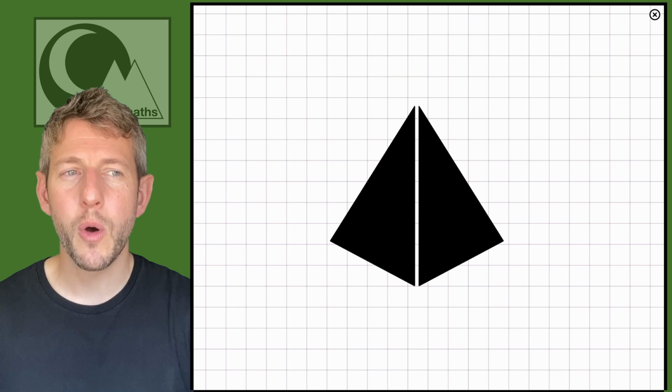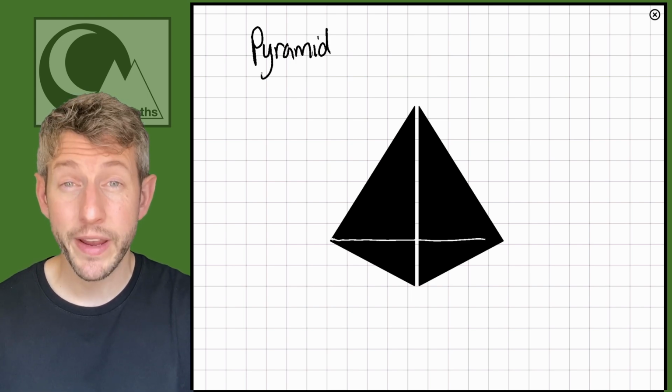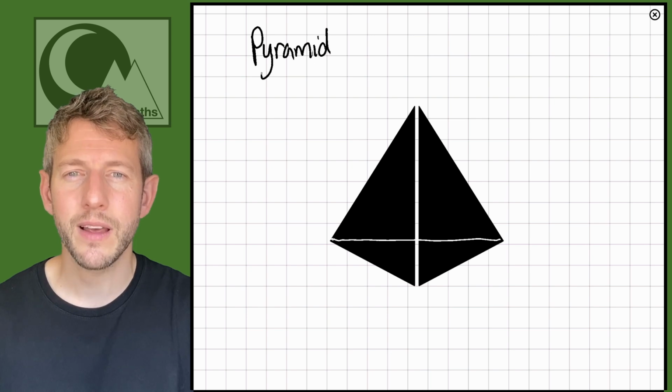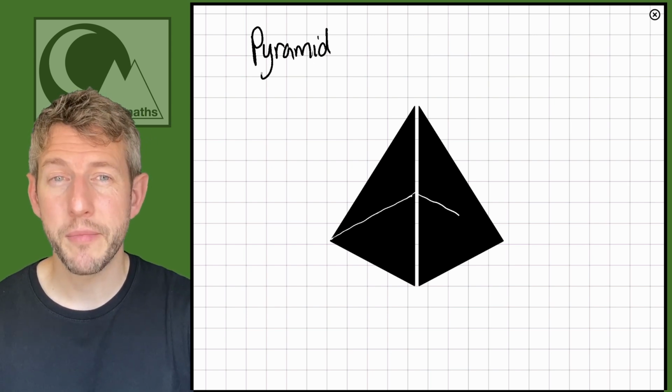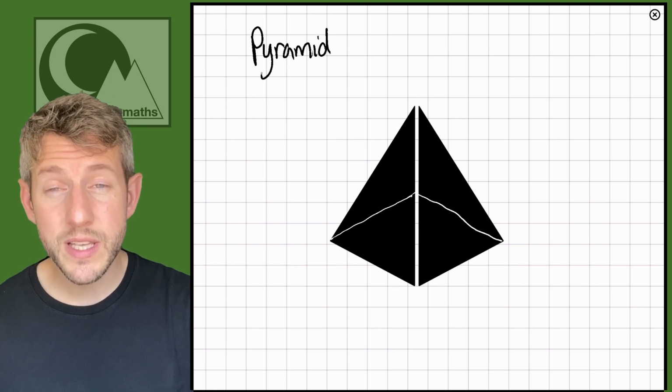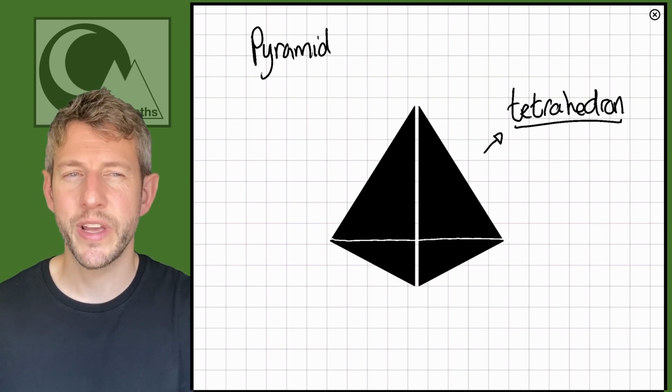Now what we've got is a pyramid. Now it's difficult to tell with this pyramid if it is a triangular based or square based pyramid. It could be either, but we haven't been given enough information to be able to tell. If it was a triangular based pyramid, we could also call it a tetrahedron.